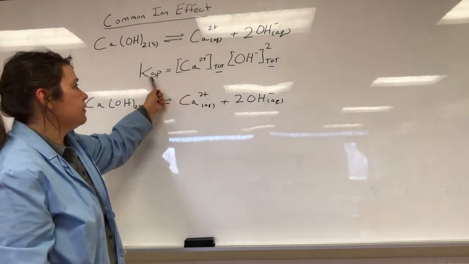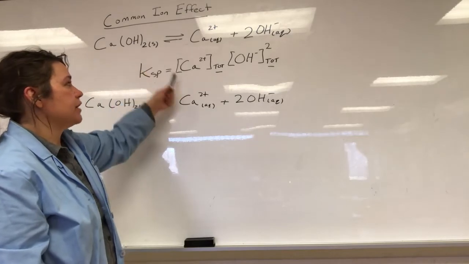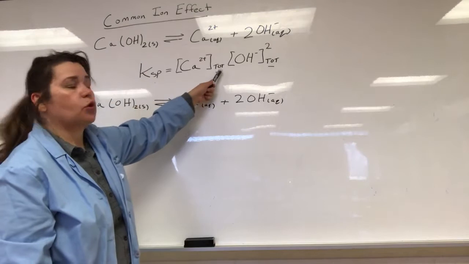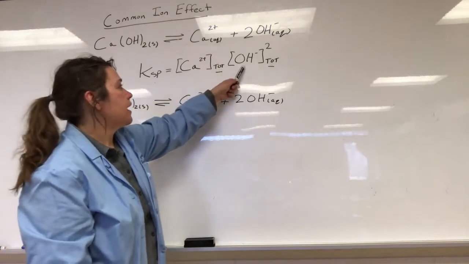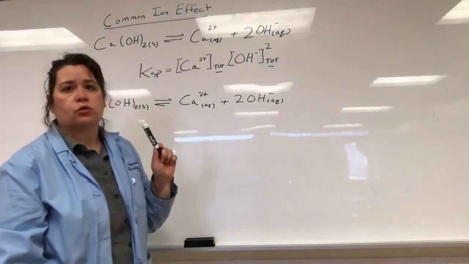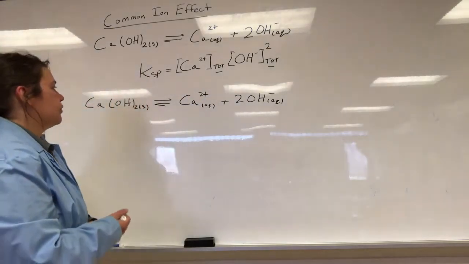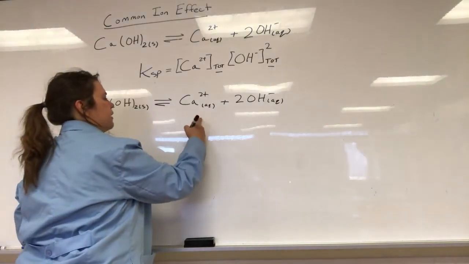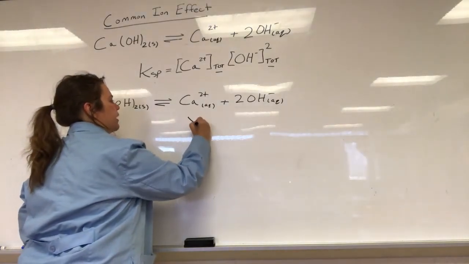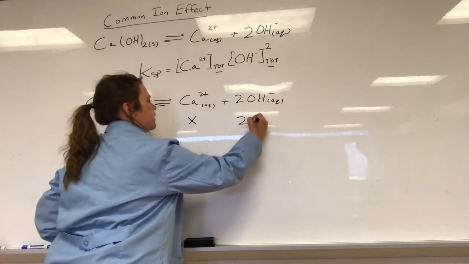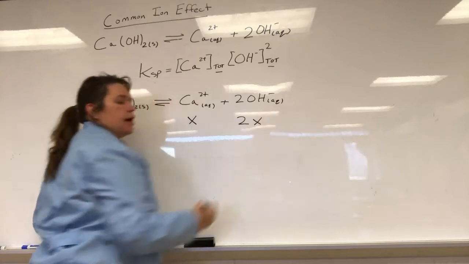So the Ksp expression for this reaction would be the total calcium concentration in the solution, no matter the source, and the hydroxide concentration squared, the total amount no matter the source. Now, if we are in pure water, the calcium ion concentration would be expressed as x, and the hydroxide ion concentration would be expressed as 2x.